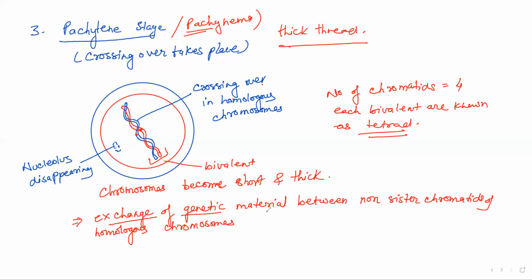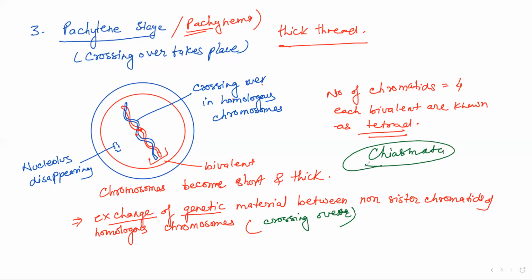So this exchange of genetic material is only the crossing over. This is a very significant part of this phase, that results in genetic recombination of the parental character that leads to variations. The point where crossing over takes place is called chiasmata.